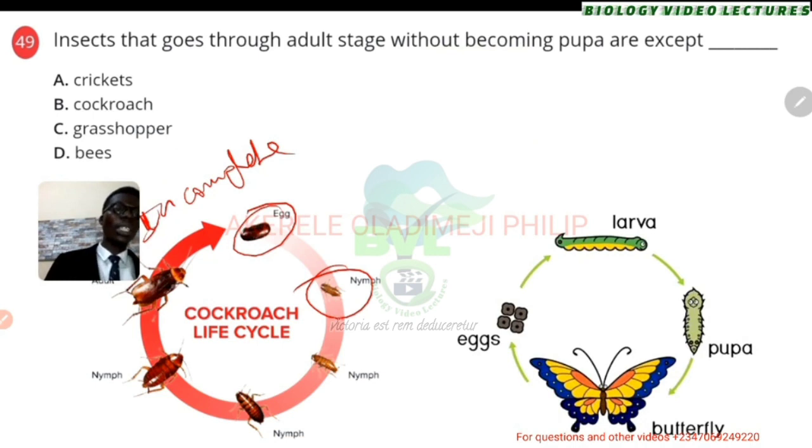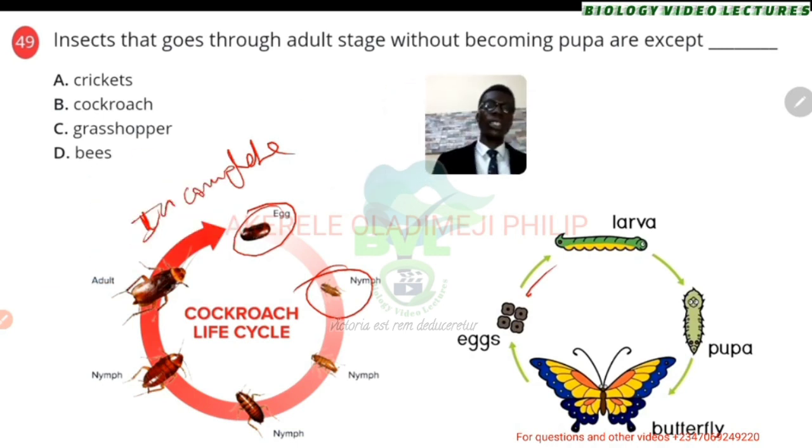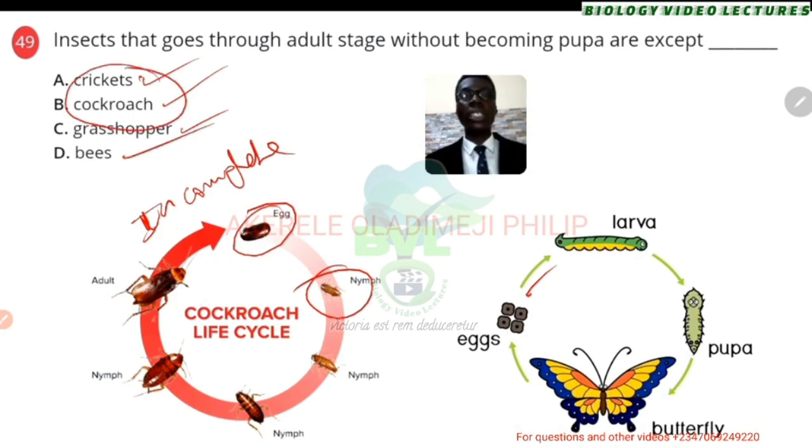metamorphosis. While this one is complete metamorphosis, whereby you have egg to larva to pupa to adult. So from what we have on this, the options that carry out incomplete will be this cockroach and grasshopper. And the question is, insects that go through the adult stage without becoming pupa are except. So all of these are the ones except what? Bees. Bees undergo normal complete metamorphosis.